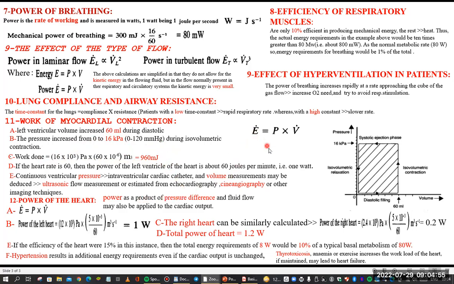Of course, all this can be measured by catheters, or ultrasonography can estimate the volume, and also angiography can also measure the volume.